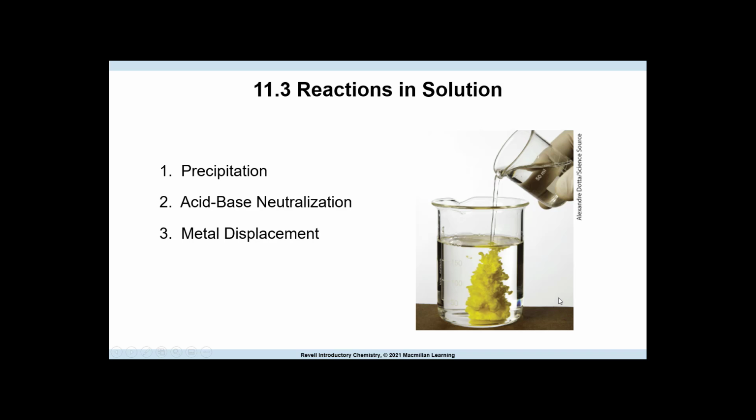Hi class, we are now on 11.3. In chapter 6, we introduced two common types of reactions that take place in aqueous solutions: precipitation and acid-base neutralization. Before moving on, let's briefly review these reaction types and then preview another type, metal displacement reactions, that also takes place in solution.